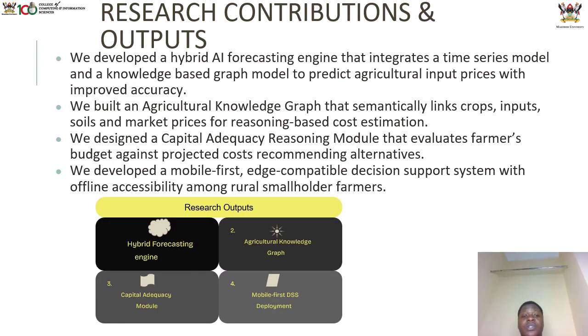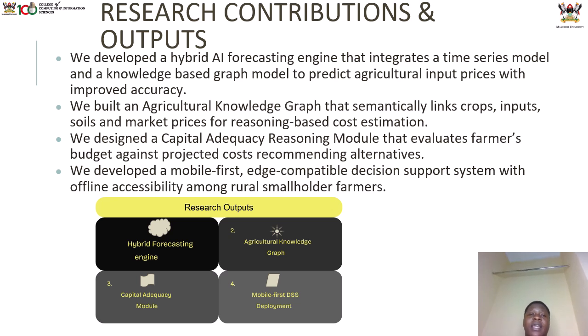So research contributions and outputs. We developed a hybrid AI forecasting engine that integrates a time series model and a knowledge graph model to predict agricultural input prices with improved accuracy. We also built an agricultural knowledge graph that semantically links crops and other features.